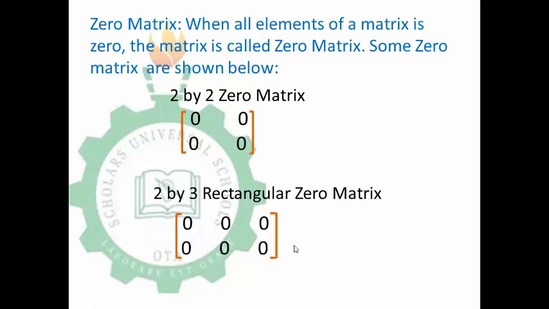Identity matrices are always square matrices with 1 at the diagonal and every other number is 0. But zero matrices have no 1 at all, everything is 0.